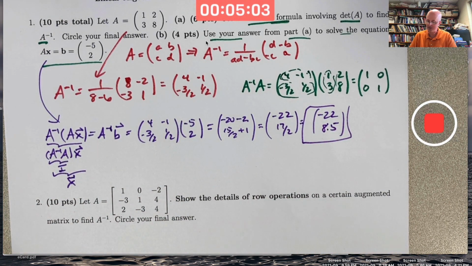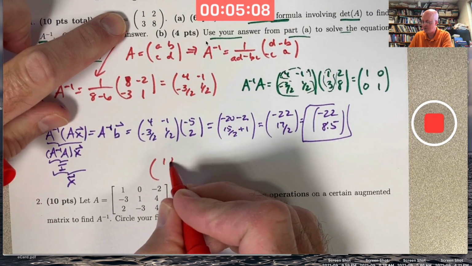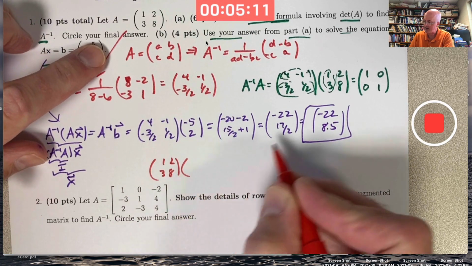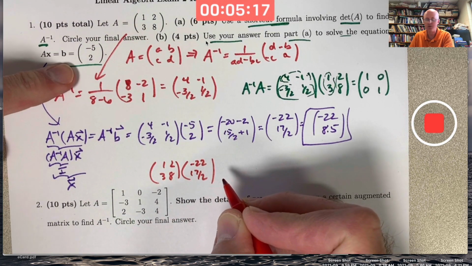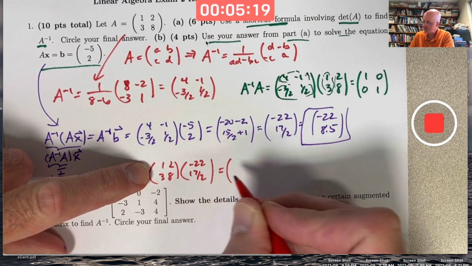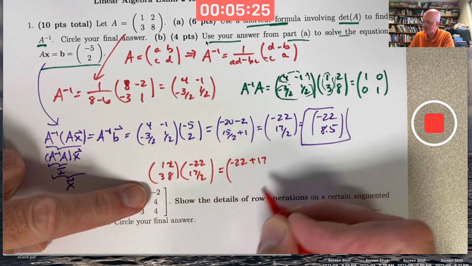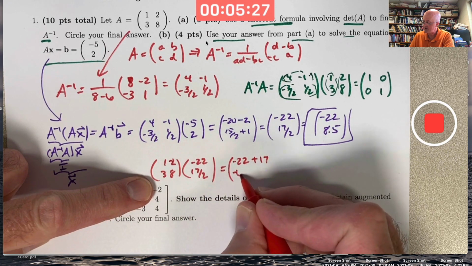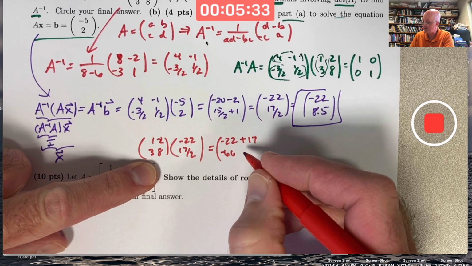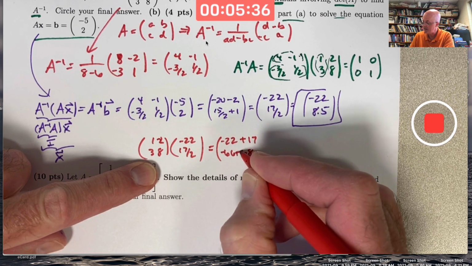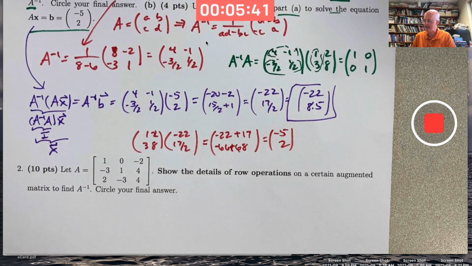If we want to double check it, we can do a multiplication. We could take A, the original matrix A, 1, 2, 3, 8, and multiply times this vector, negative 22, 17/2, and we should get the b vector when we simplify. 1 times negative 22 is negative 22. 2 times 17/2 is plus 17. 3 times negative 22 is negative 66, and then 8 times 17/2 will be 4 times 17, which is 68. Yes, this does simplify to negative 5, 2. Okay? So that is our solution.